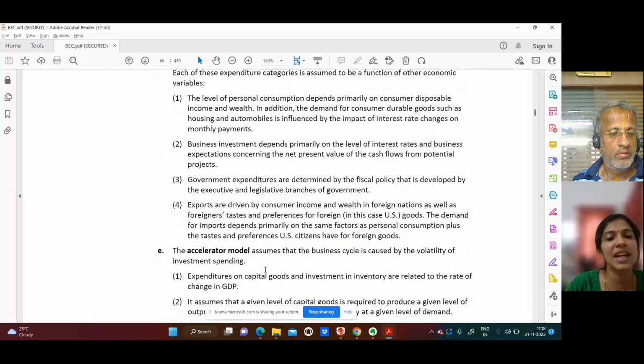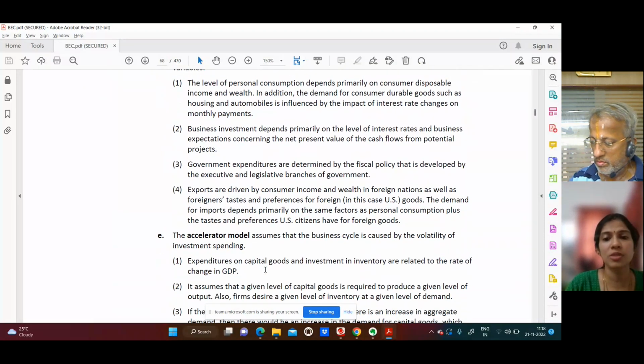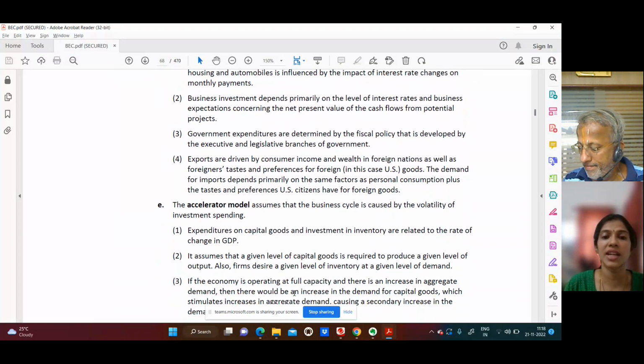Next is the accelerator model, which assumes that the business cycle is caused by the volatility of investment spending. So how much are you spending on investments? By investments we talk about capital investment, the infrastructure. How much are you spending on these? That gives you an idea of where the economy is headed. So this is the accelerator model. Expenditures on capital goods and investments in inventory are related to the rate of change in GDP. Okay, so here we are assuming how much you are investing in capital goods.